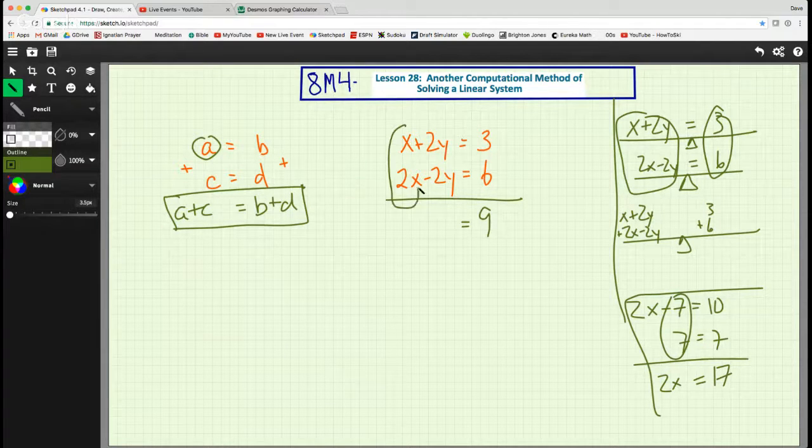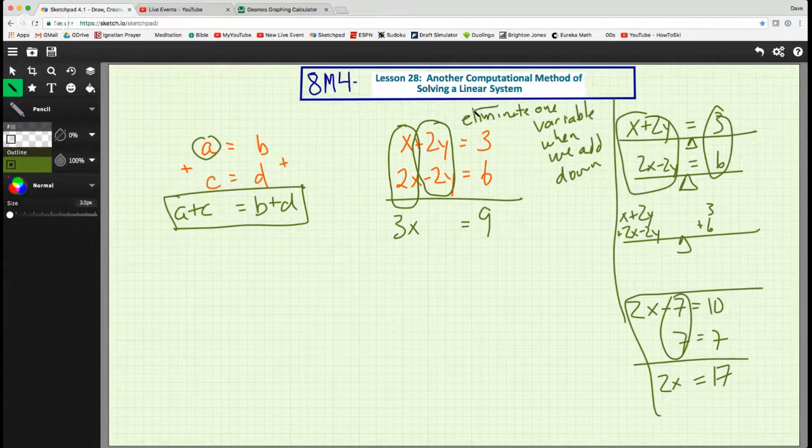So when we add our x's together, we get 3x. And when we add our y's together, look what happens. Positive 2y and negative 2y, those things cancel. So we get 3x equals 9. And so the whole idea here is that we eliminate one variable when we add down. That's why this thing is called elimination.